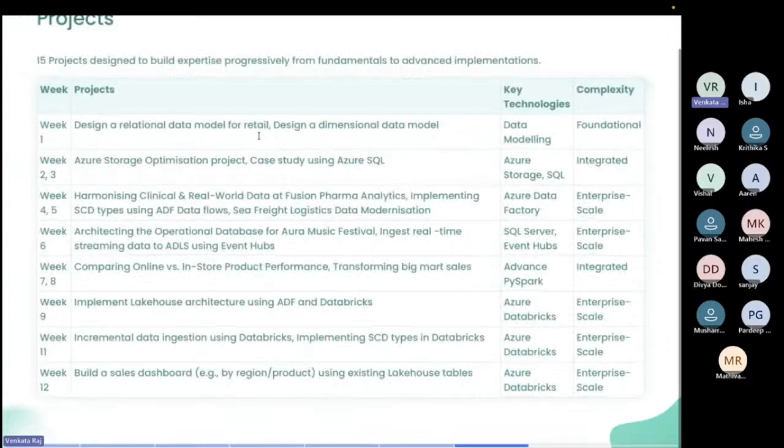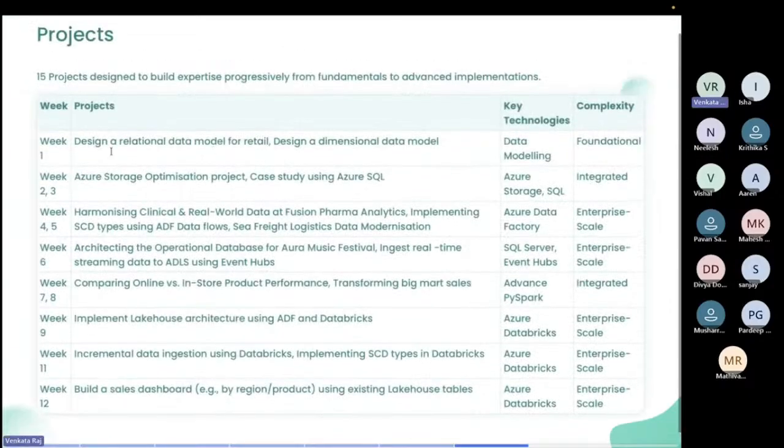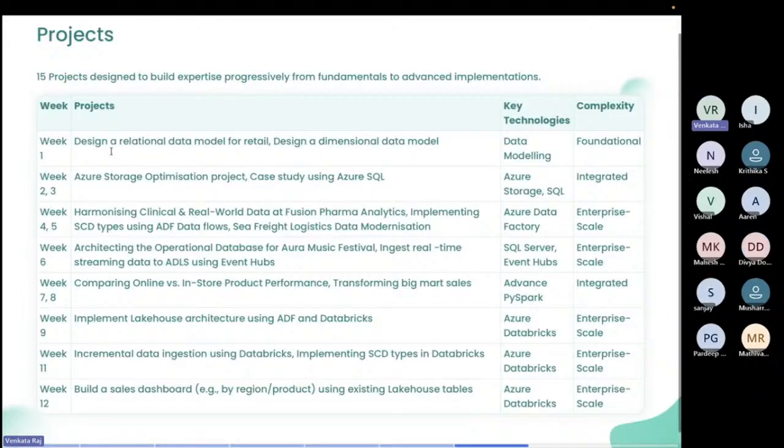And if you look at this, we have close to 15 projects. Of the 15 projects, not all are relevant to the industry. There are some foundational level projects which are specifically curated so you get a chance to understand the concepts quickly. For example, in week 1, we have two projects. One is to design a relational data model and a dimensional data model. Because if I explain the theory and don't complete a project, I feel it is incomplete.